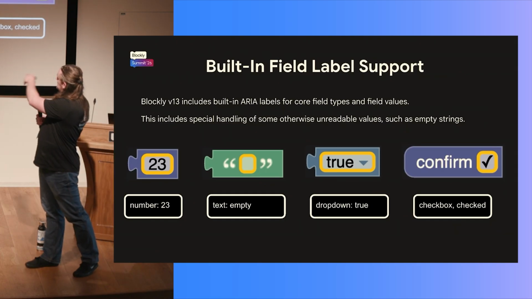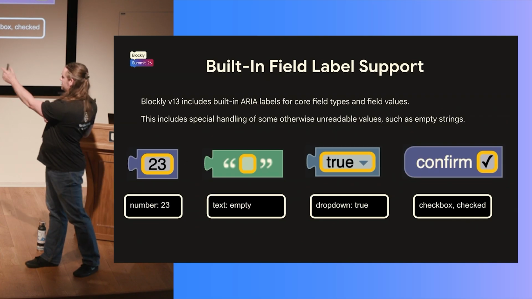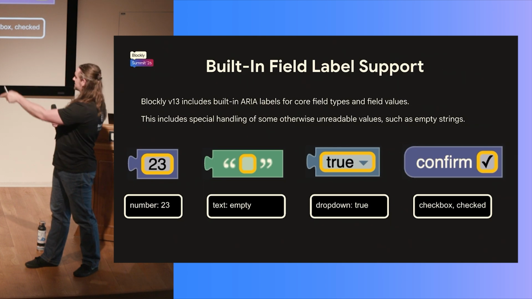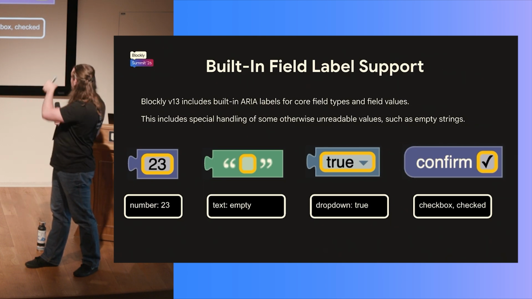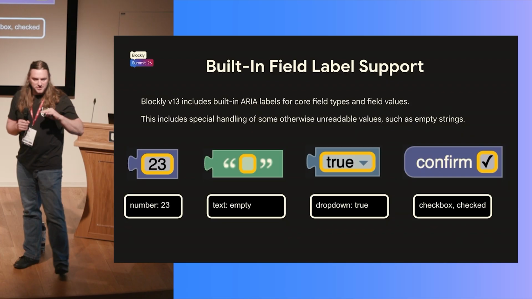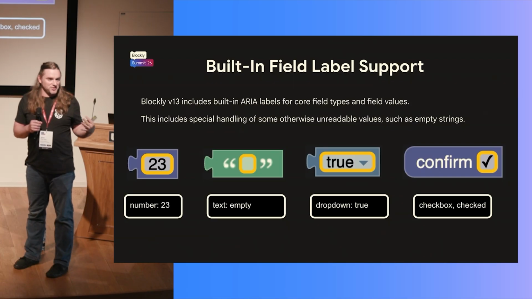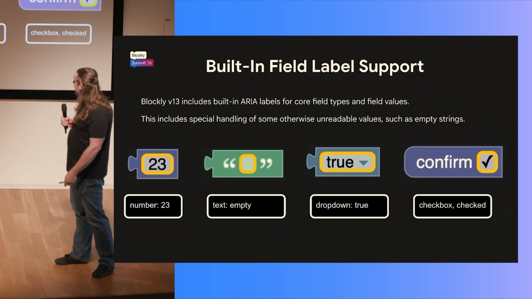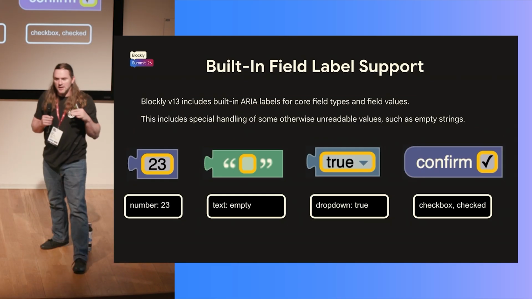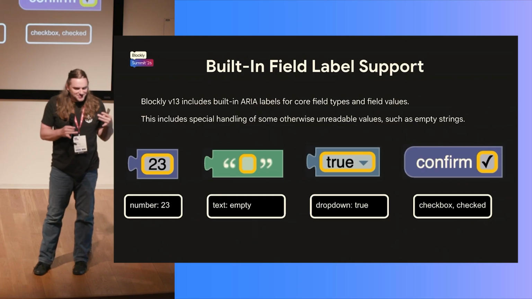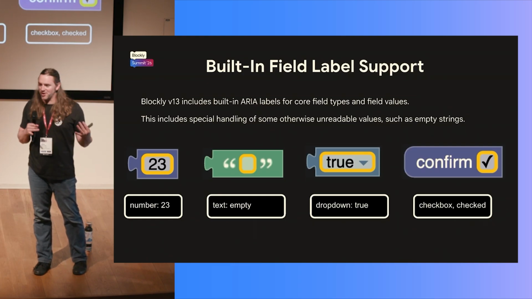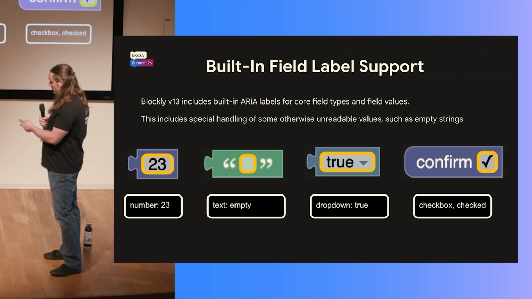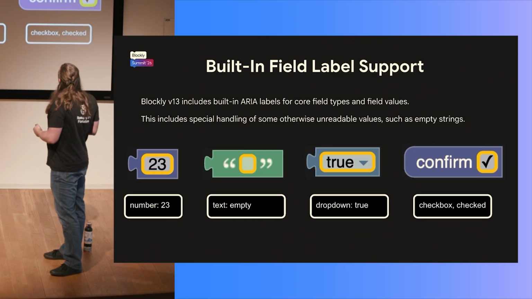You're going to see that for each standard type of field, we're going to describe the type of field and the value. So whether that's number 23, text hello world, text empty, drop down true, or checkbox checked. If you're using fields like these, you don't really have to worry too much about making them work in your application. It should already happen. You notice in the second example, we've already done a little bit of work to handle special handling of unusual values. You don't want it just to try to read an empty string. That's not really useful to somebody who actually needs some context.